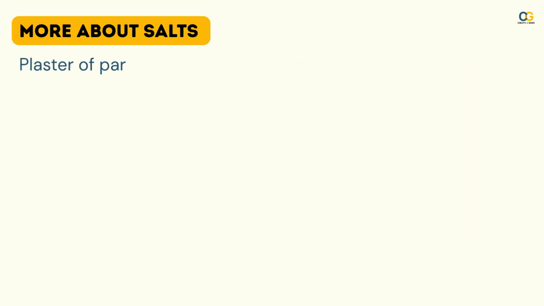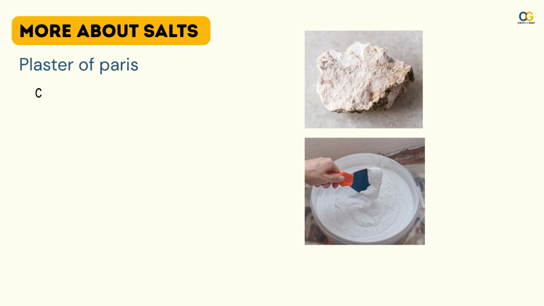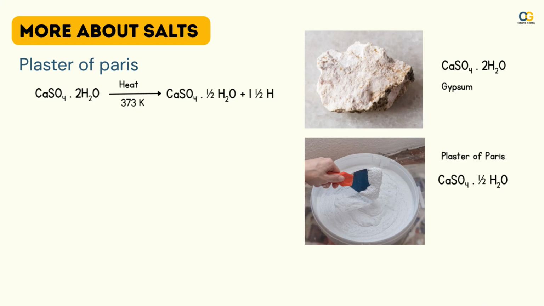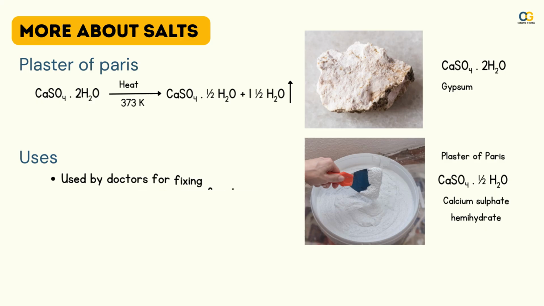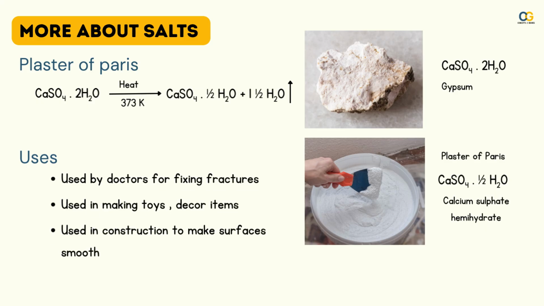Plaster of Paris uses this water to switch from a solid state to a smooth paste. So calcium sulfate with 2 units of water, which is called gypsum, is heated to give rise to plaster of Paris, which is calcium sulfate hemihydrate, and the remaining water is evaporated. This plaster of Paris is used by doctors for fixing fractures, for making toys, and in construction to make the surface smooth.